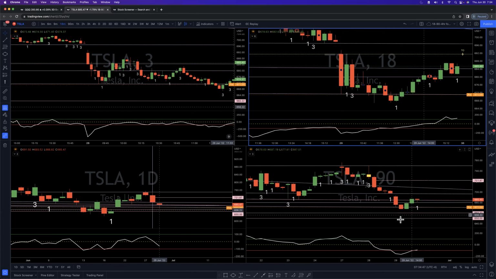So again, this is our broadening formation. We were looking to target. And I didn't take this move. And the reason I didn't, guys, was because I didn't like CCI trending up.